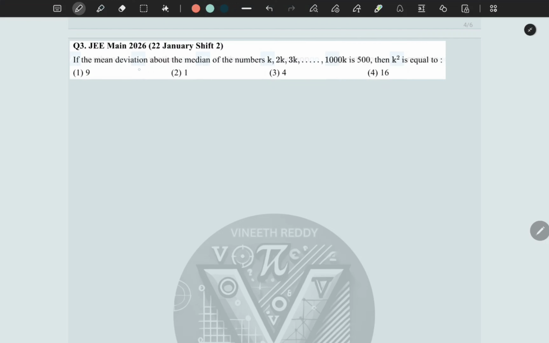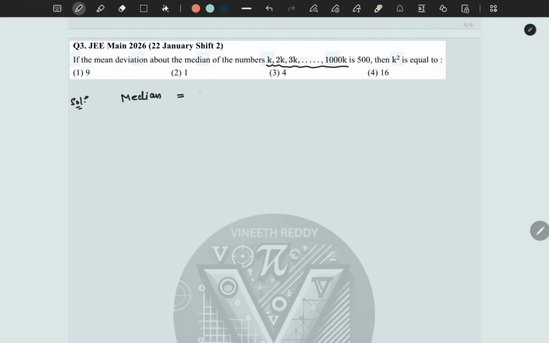So the next question says, if the mean deviation about the median of the numbers is 500, then k square is equal to what? Firstly, mean deviation about the median, so we have to first find the median. The number of observations is even. Why? Because k, 2k, 3k, like that, there are 1000 observations. So what will the median be?